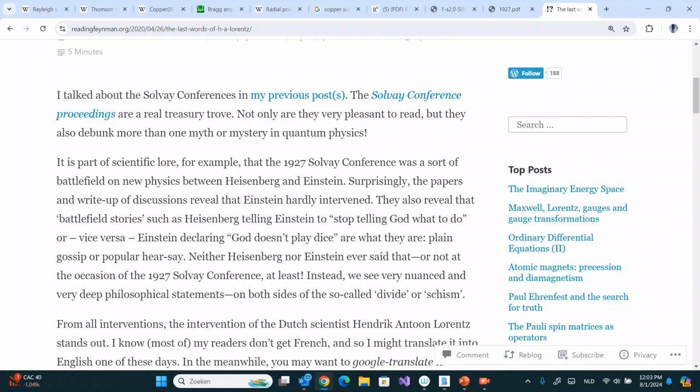But these battlefield stories, such as Heisenberg telling Einstein to stop telling God what to do, I looked for that, or Einstein then declaring God doesn't play dice. They're like popular hearsay, I would say. Heisenberg and Einstein didn't say that, not at the occasion of the 1927 Solvay Conference as captured. In these papers and discussions, what you see is actually very nuanced and deep philosophical statements said on both sides of the so-called divide or schism.